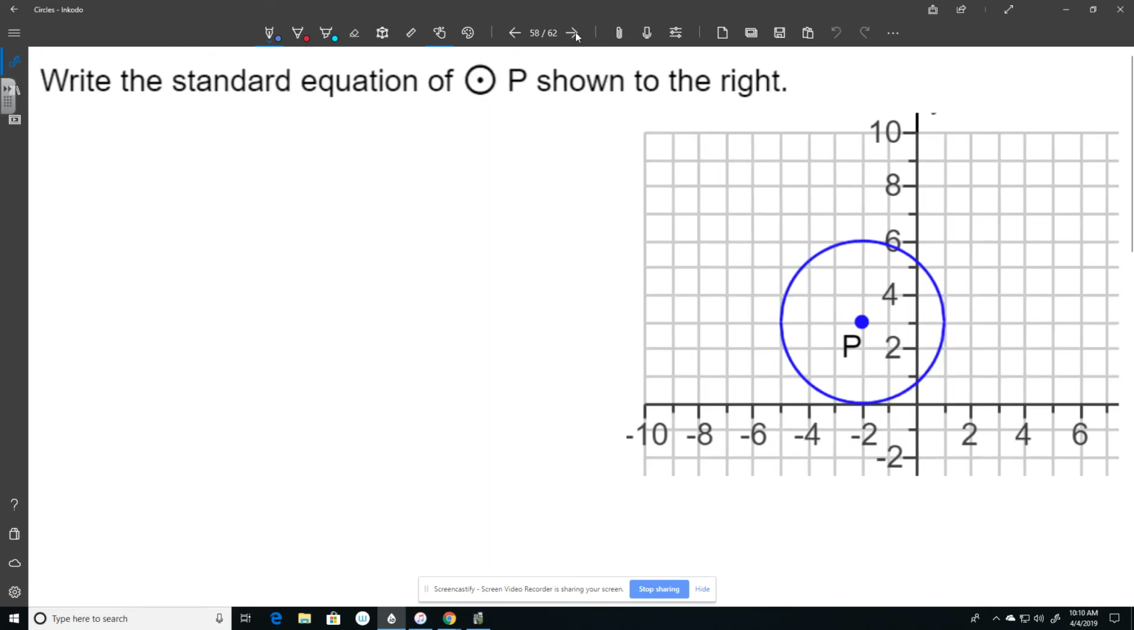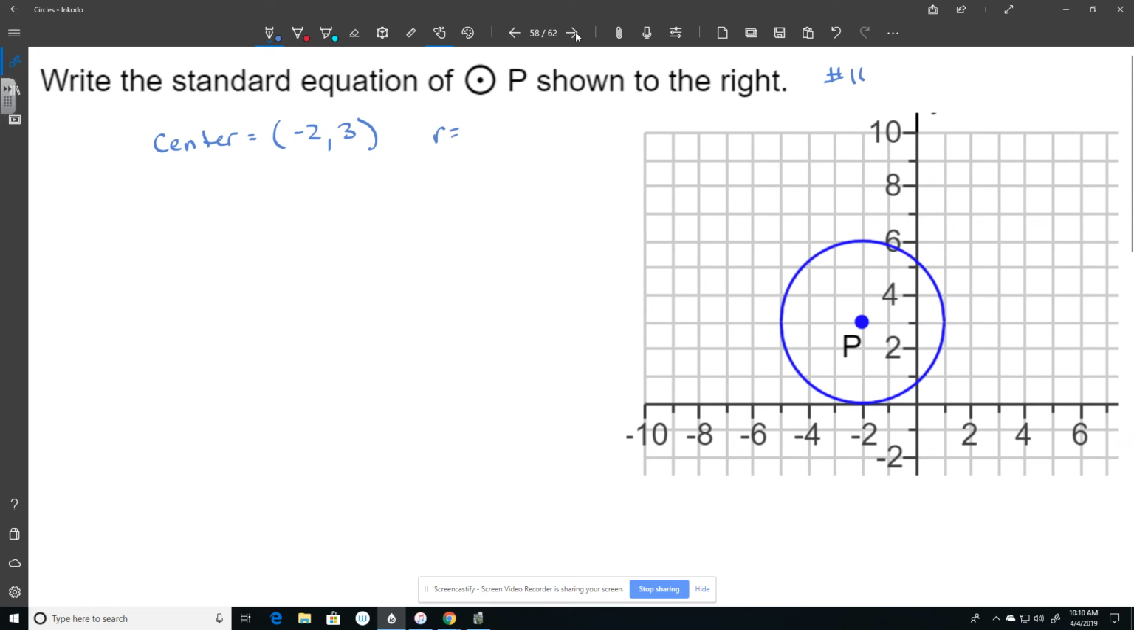Okay, number 11, same idea, except this time it gives you a picture that you have to use to find the center and the radius. So center, let's do that first. My center is right here, which is 2 to the left, -2, and it's up 1, 2, 3. So my center is at negative 2, 3.